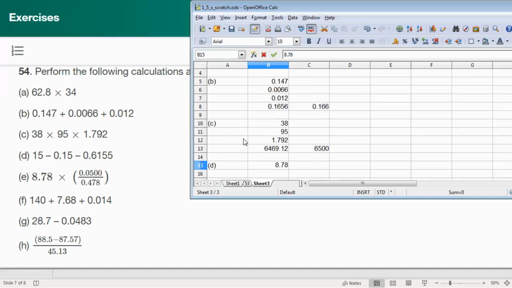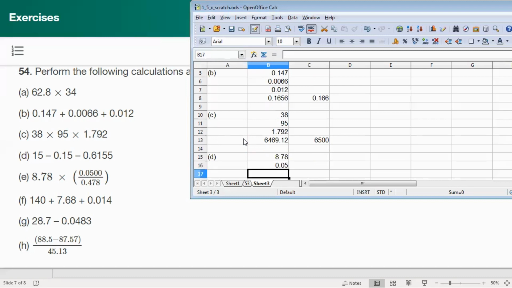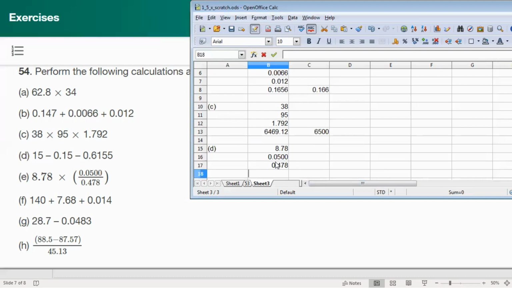B, 8.78 times 0.0500 and 0.478, just for completeness. So we take this times this divided by that. And we have three significant figures here, three significant figures here, three significant figures here. So the answer should be with three significant figures, and that will be 0.918.